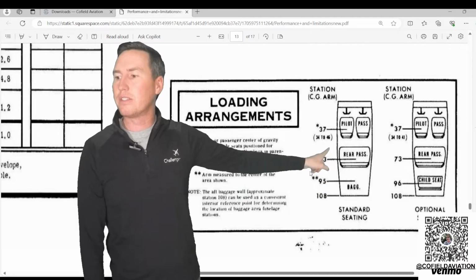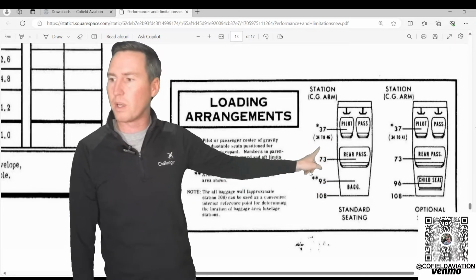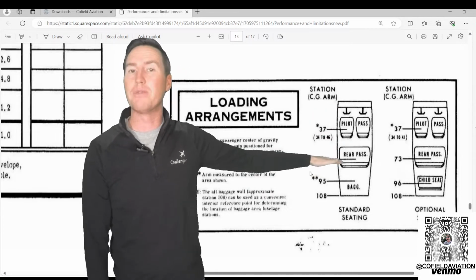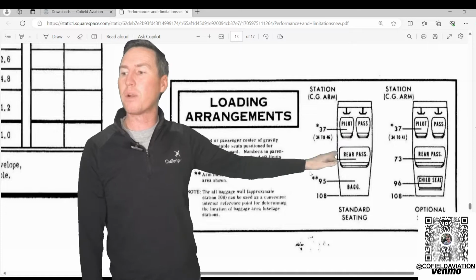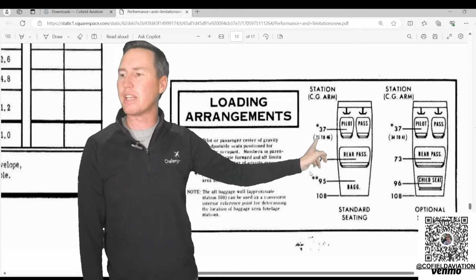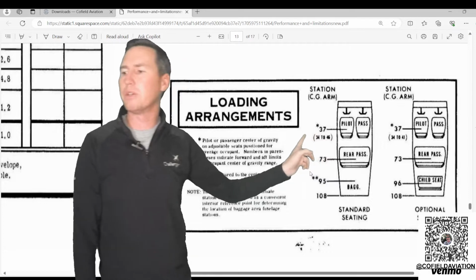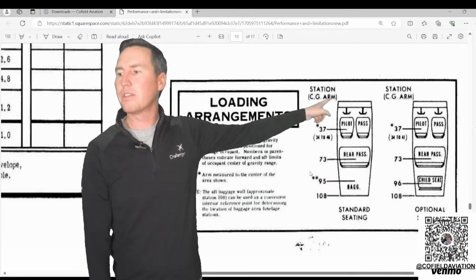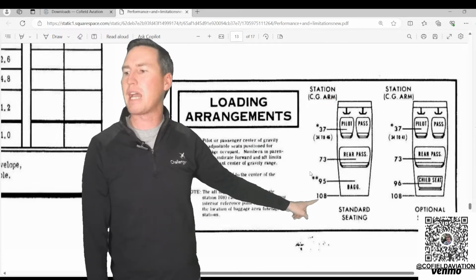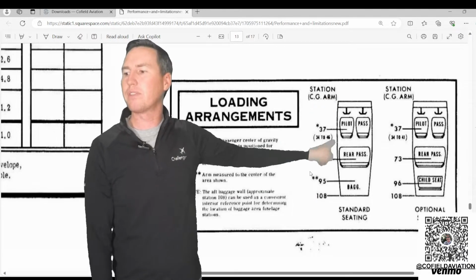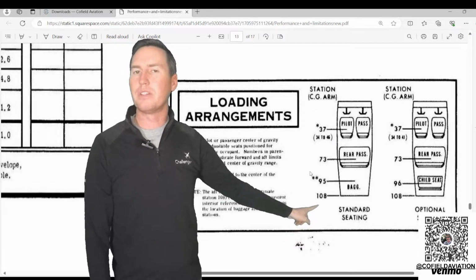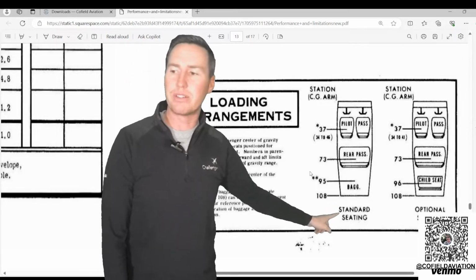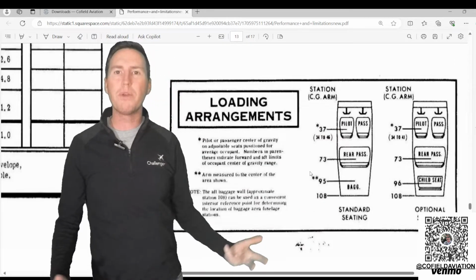So you see here, seats are 34 to 46 inches. The reason for that is because seats can move forward and they can move aft. An average of that is 37, so that's a good number to use when we're doing weight and balance. The rear passenger seat is 73 inches aft of the datum. The baggage is 95 inches aft. And then there's another little cubbyhole baggage area that's 108 inches aft of the datum point. So where do we find the datum point?